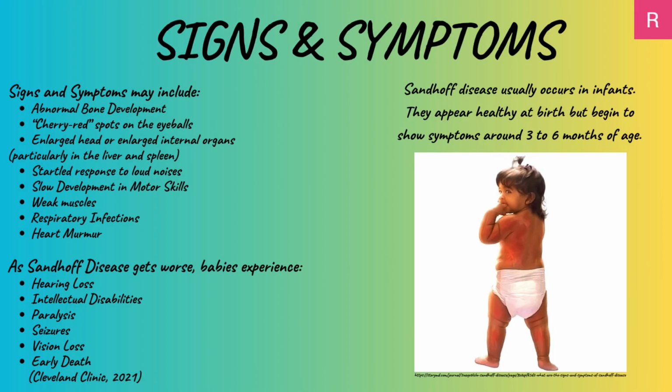The classic form of Sandhoff disease occurs in infants. Infants may appear to be healthy at birth but will eventually begin to show symptoms around 3 to 6 months of age. These signs and symptoms may include abnormal bone development, cherry red spots on the eyeballs, an enlarged head or enlarged internal organs, particularly the liver and the spleen, exaggerated reactions to loud noises resulting in a startle response, and slow development in motor skills such as crawling, sitting up, rolling over, and so on. Weak muscles, frequent respiratory infections, and heart murmur are also signs and symptoms of Sandhoff disease.